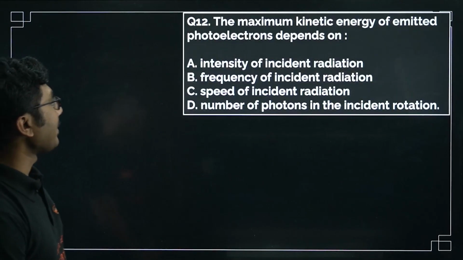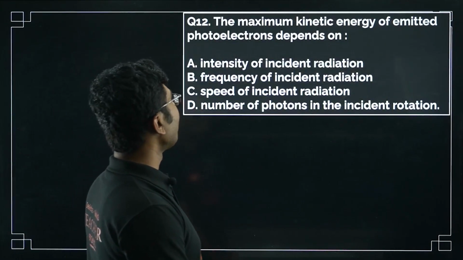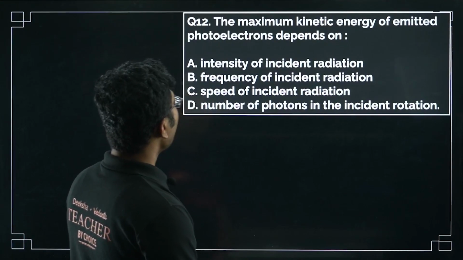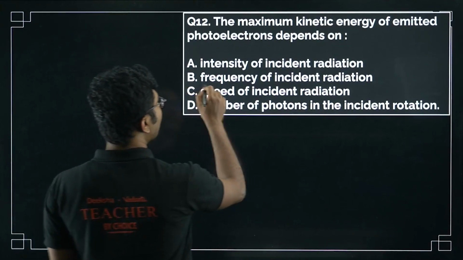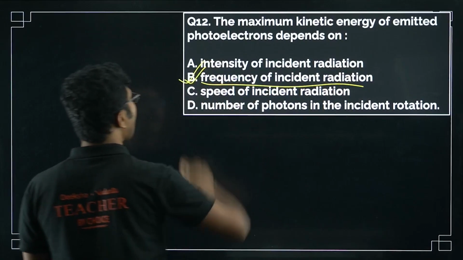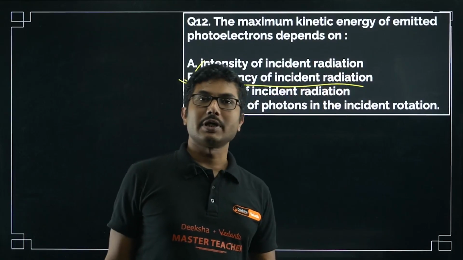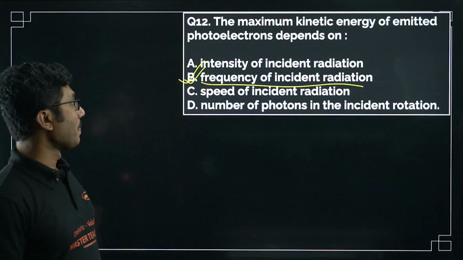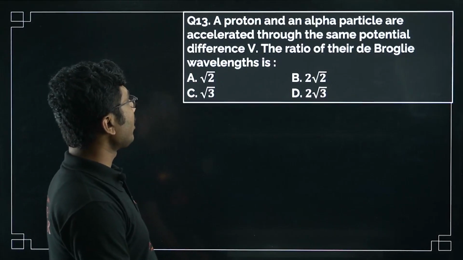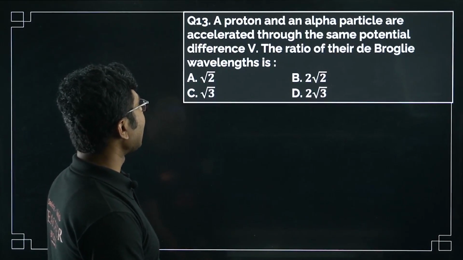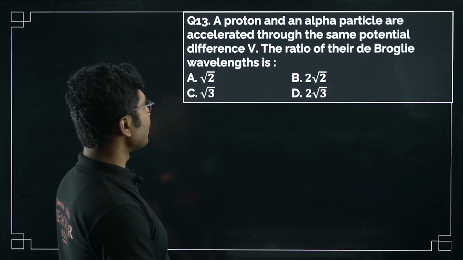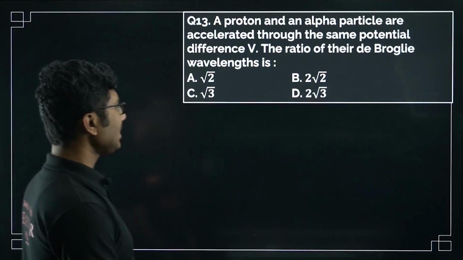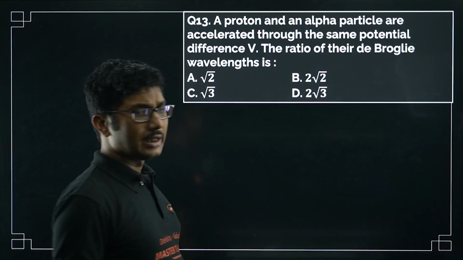Now next question. The maximum kinetic energy of emitted photoelectrons depends only on the frequency of the radiation, and saturation current depends on the intensity. Next, a proton and an alpha particle are accelerated through the same potential difference V. The ratio of their de Broglie wavelengths is what?